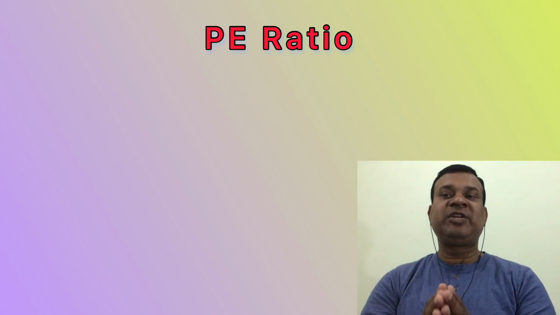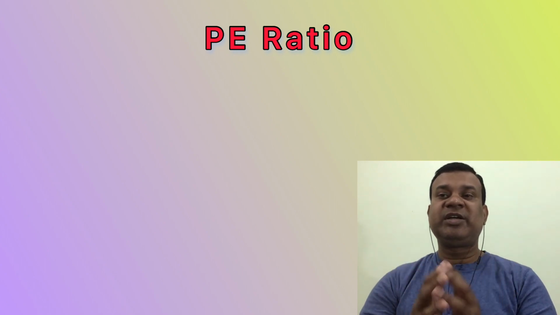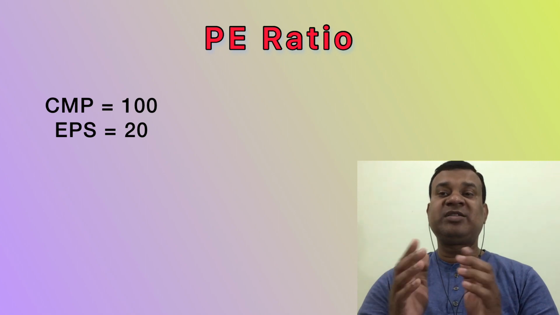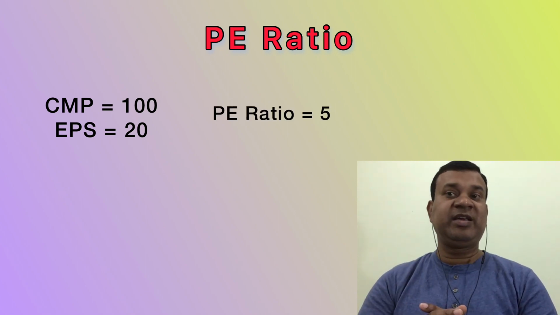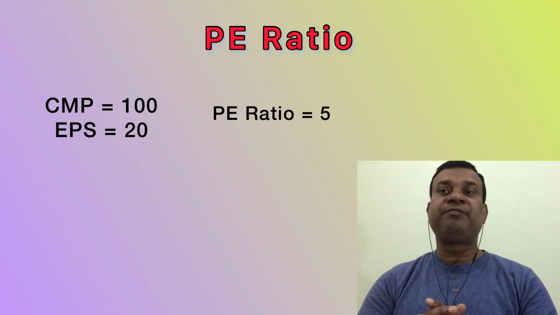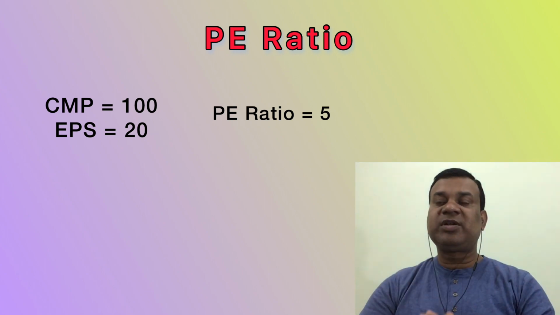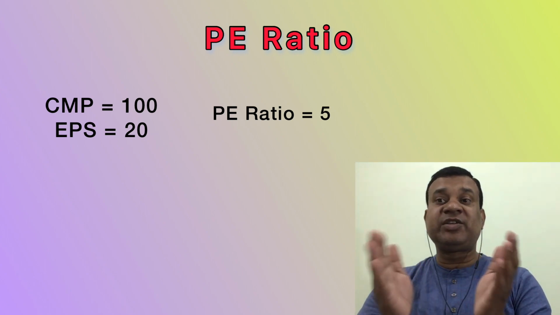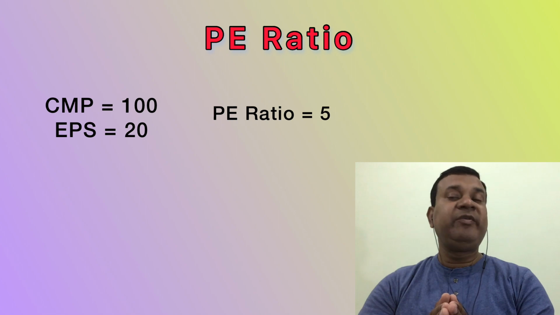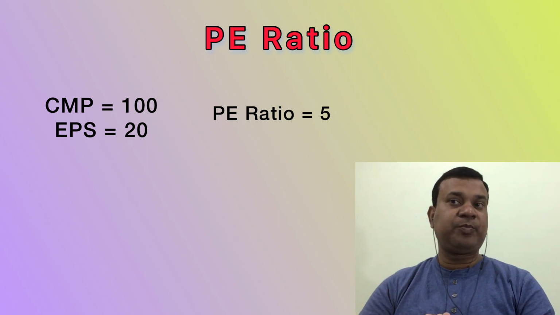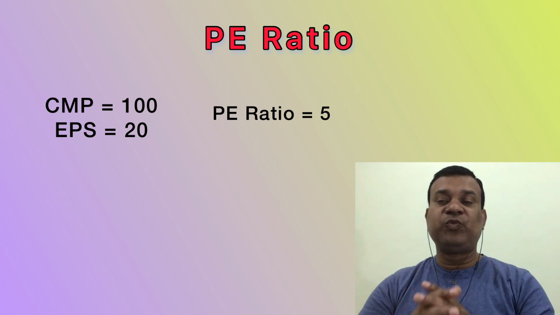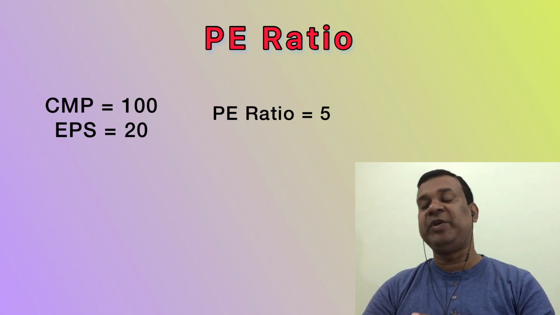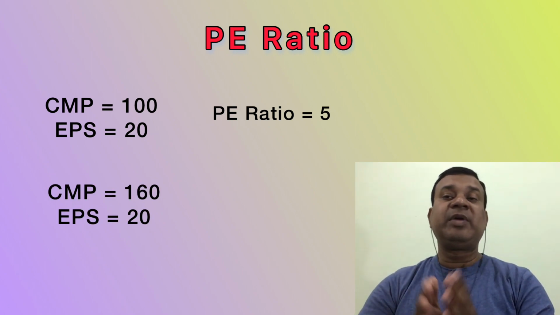Now let's assume that in the next quarter earning per share increases from 10 rupees to 20 rupees and stock price remains same. In this case, PE will be 5. Until the next quarter results are declared, the earning per share will remain constant, that is 20, and PE will completely depend upon the stock price movement, that is share price movement. Let's say it increases from 100 rupees to 160 rupees, then the PE will become 8.